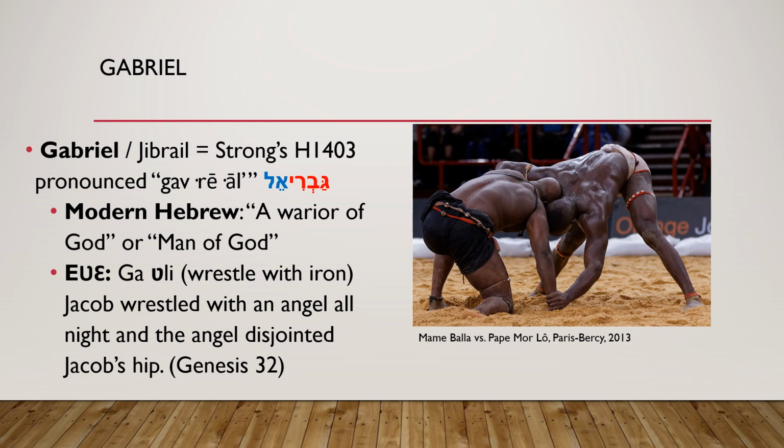Genesis 32 tells us that Jacob wrestled with an angel all night, and the angel disjointed Jacob's hip. It was also said that Jacob wrestled with God. So the meaning of the name sheds light on the text. It tells us that Jacob wrestled with a very strong man of God, whom he compared to iron. And he wrestled all night. He wrestled again and again. Gabriel.